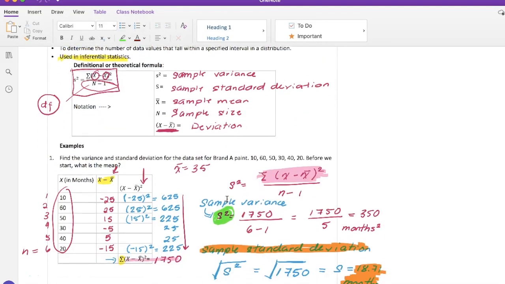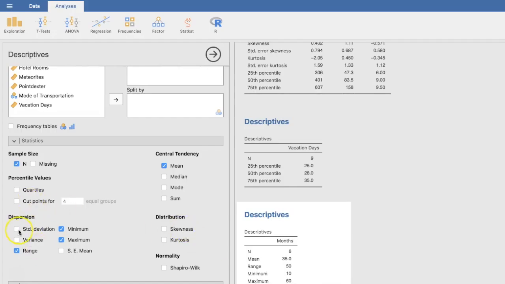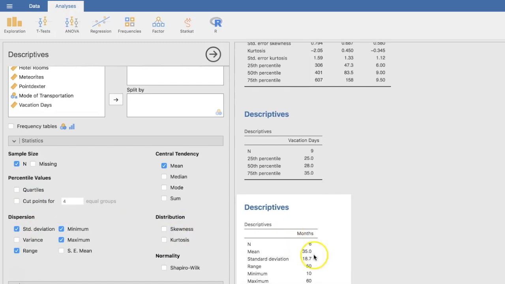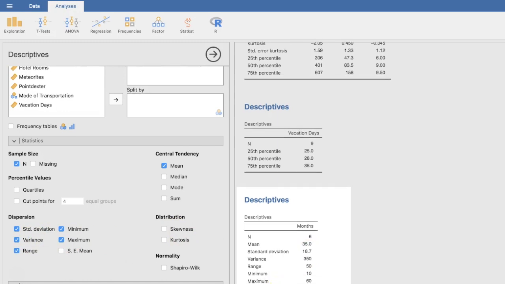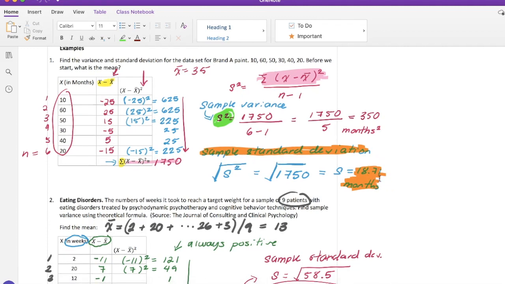Measures of variation. So we did the standard deviation for the same variable. I can just check standard deviation, and there it is, 18.7. Let me check for variance as well. Let me check our notes. So variance was 350 in months, and yeah, we just rounded to 2 digits in the notes.